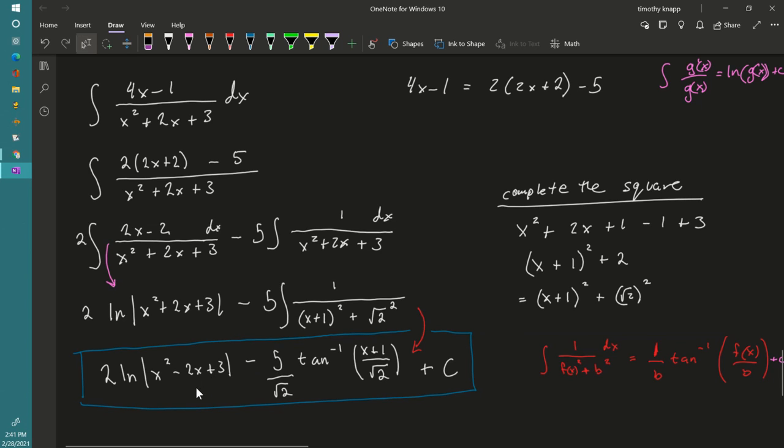And there you have it, right? So we've got how to do the integral of a linear over a quadratic. And more or less, I think pretty much every one can be done in this way. There might be a few exceptions, but not that I can think of right now.